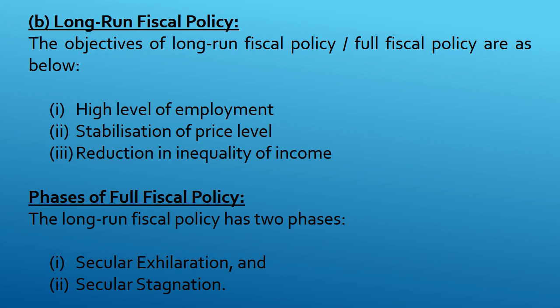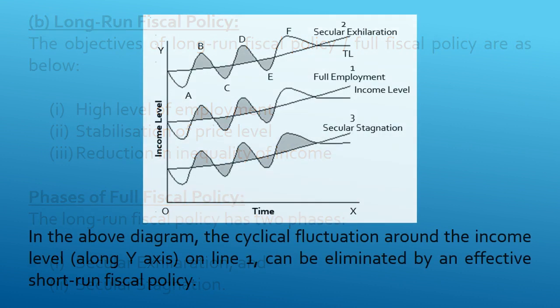B. Long-run fiscal policy. The objectives of long-run fiscal policy or full fiscal policy are as below. 1. High level of employment. 2. Stabilization of price level. 3. Reduction in inequality of income. Phases of full fiscal policy. The long-run fiscal policy has two phases. 1. Secular exhilaration, and 2. Secular stagnation.